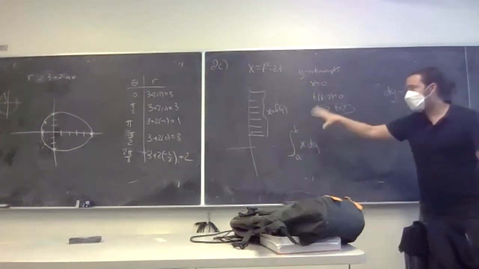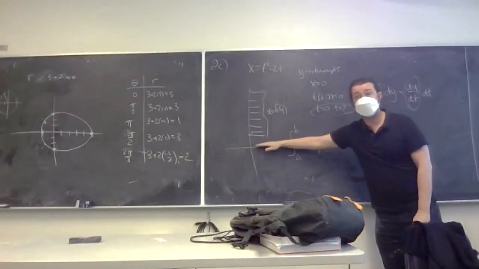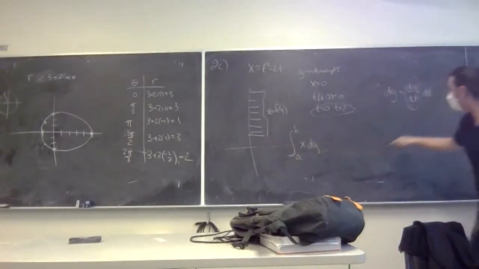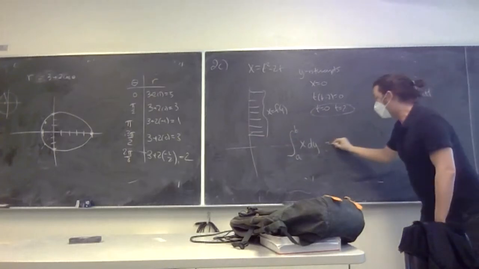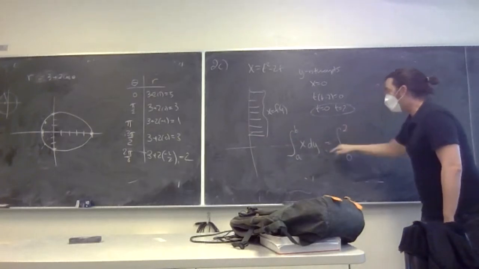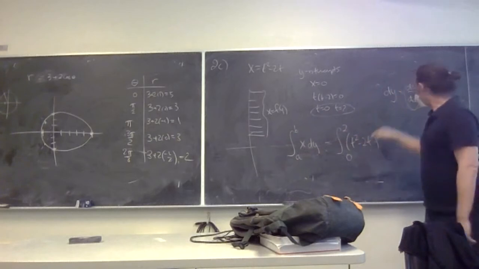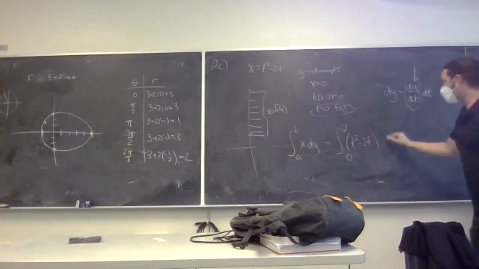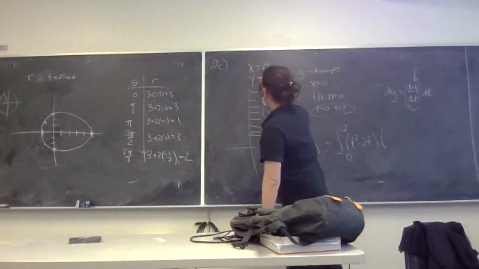But I think it's actually easier to keep track of what's going on if you have a picture in your head of one of these dy integrals. You're just transforming the dy into a dt with this observation. And so the integral you do here is the integral from 0 to 2 of the x function times the derivative of the y function. I can write the y function down.